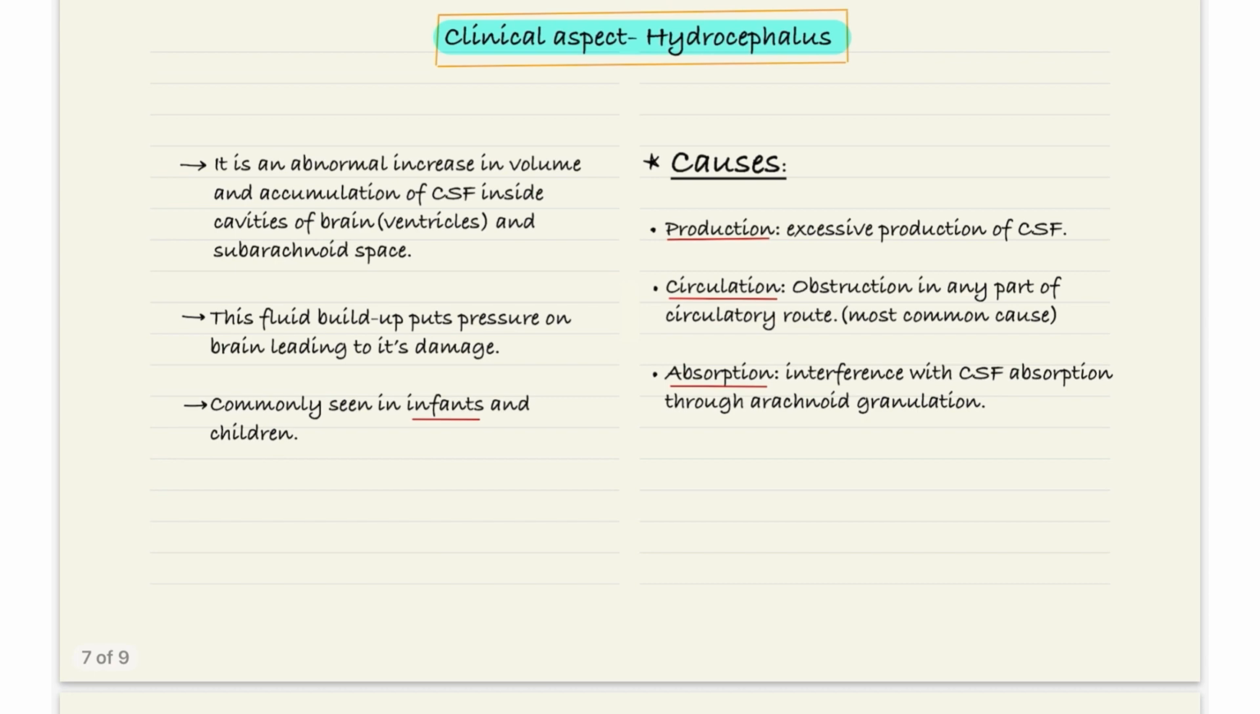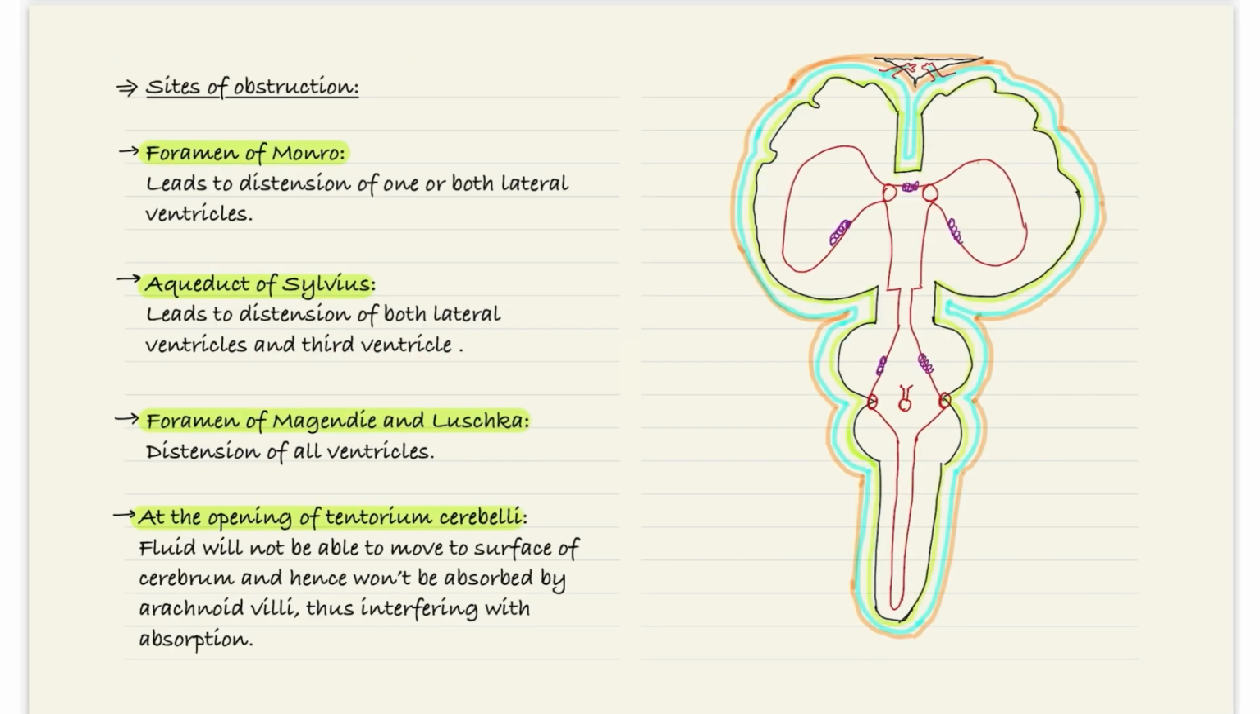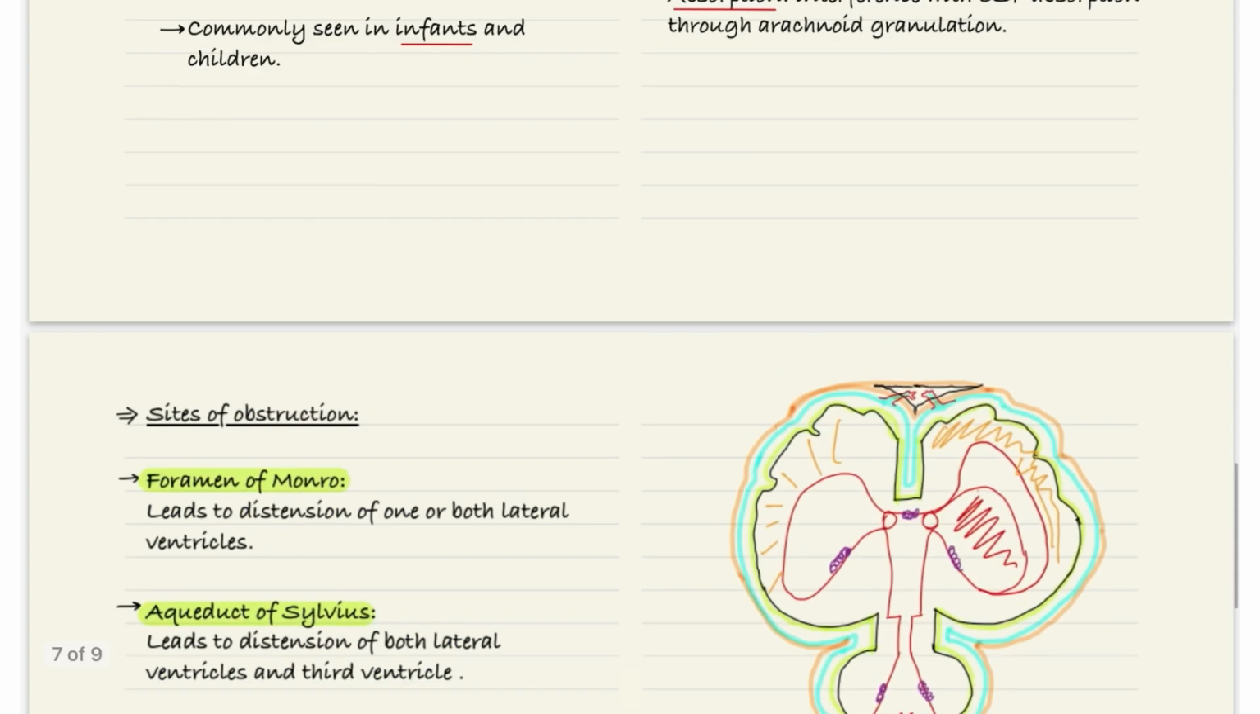Now the clinical aspect, that is hydrocephalus. It is an abnormal increase in volume and accumulation of CSF inside the cavities of the brain, that is the ventricles and the subarachnoid space. This fluid buildup puts pressure on the brain, leading to its damage. Suppose the fluid or the CSF in the lateral ventricles increases. So when this increases, the lateral ventricles will enlarge, and this brain substance, first it was this much. Now this part is compressed, so obviously the brain will get damaged.